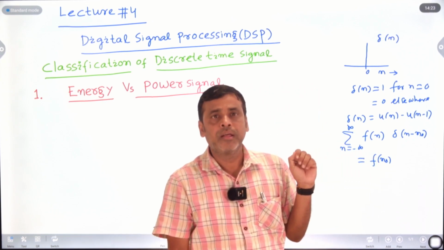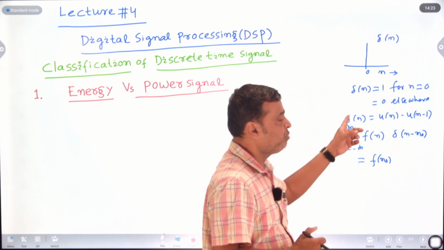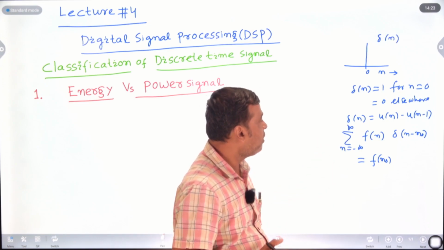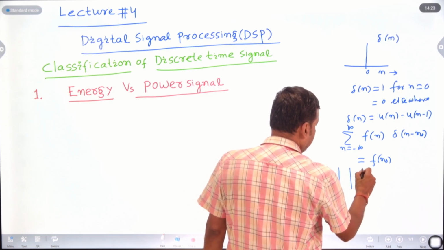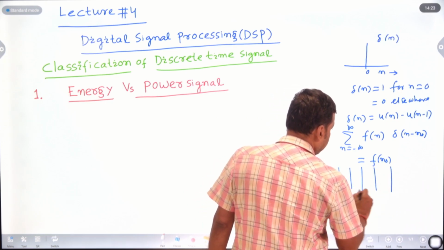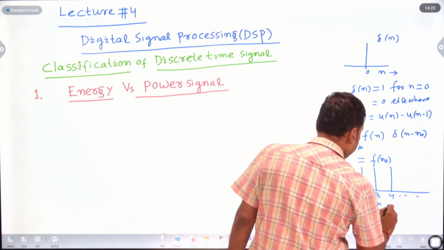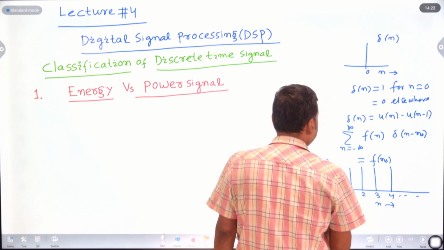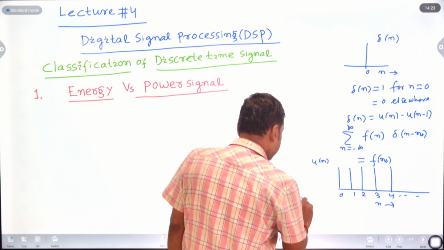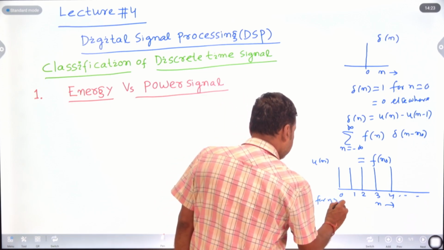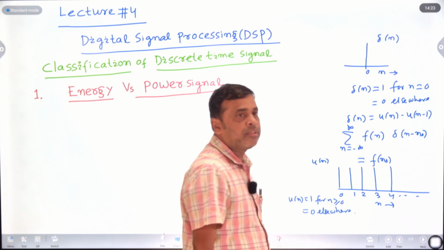In discrete time signals, any type of discrete signal can be represented in terms of the impulse sequence. It is very, very important. Then I told you about the unit sample sequence. For n greater than or equal to 0, u of n is 1. That means at 0, 1, 2, 3, 4 and so on, u of n equals 1 for n greater than or equal to 0, and 0 elsewhere.